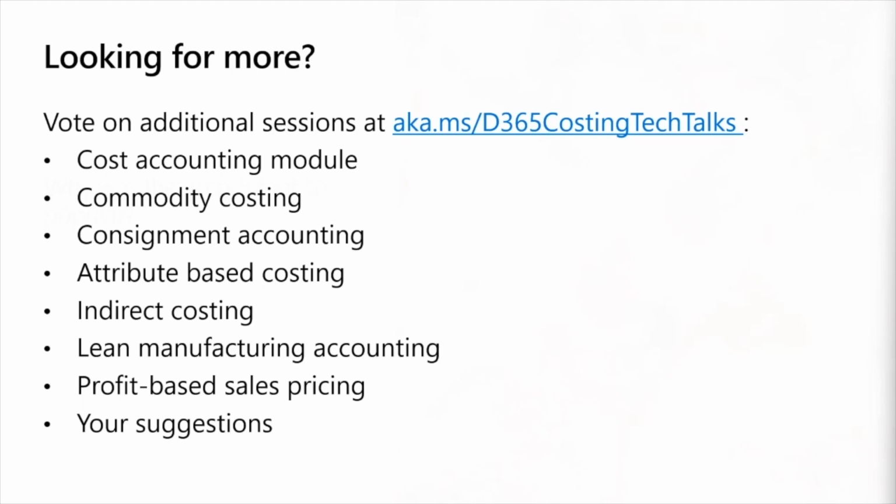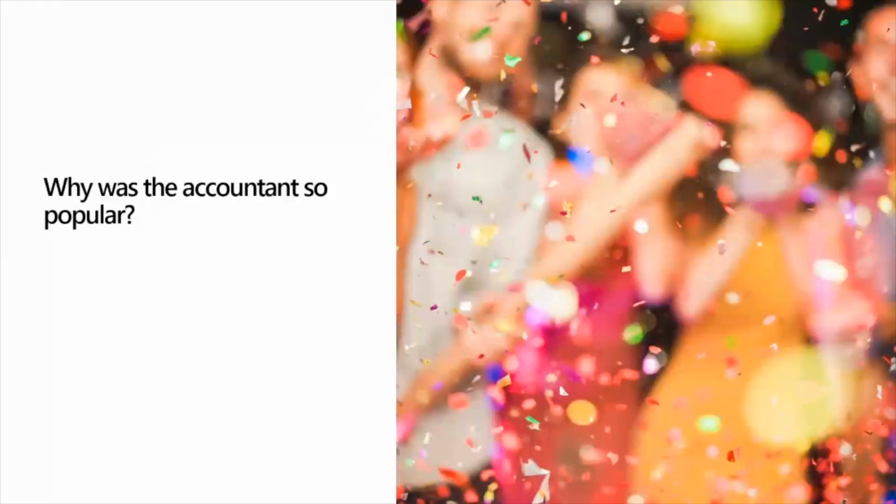And that brings us back to the riddle of the day. The question was, why was the accountant so popular? Ann? I don't know, Rachel. Why was the accountant so popular? Because she was the life of the party.